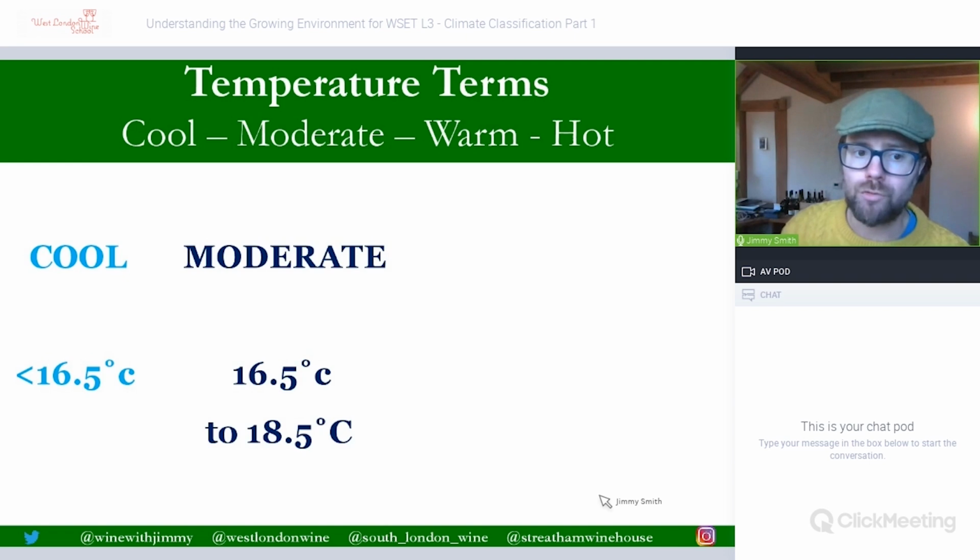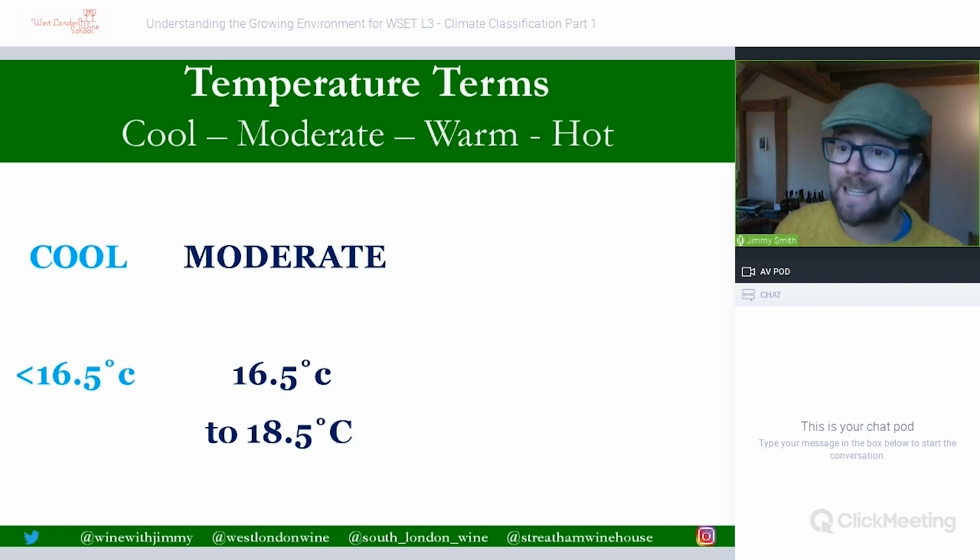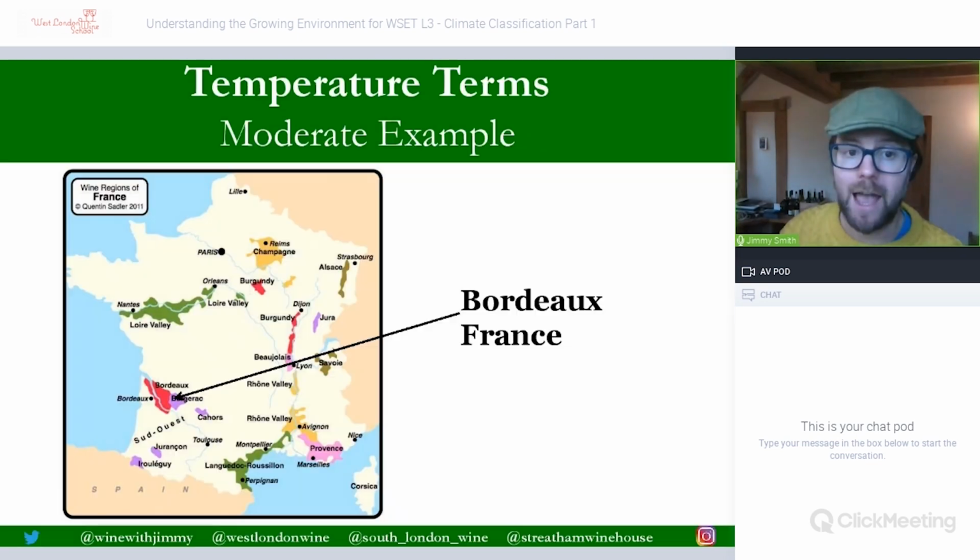Next up is moderate, and this will lie between 16.5 degrees Celsius to 18.5 degrees Celsius. So that is a range of 2 degrees Celsius, and that's classified as a moderate. An example of a moderate is Bordeaux, down in the southwest of France.